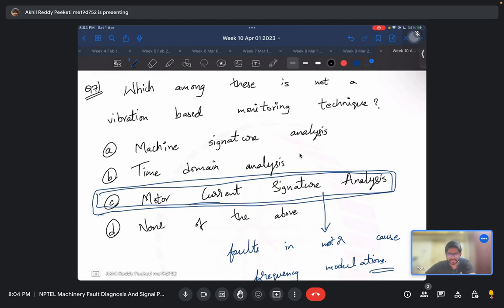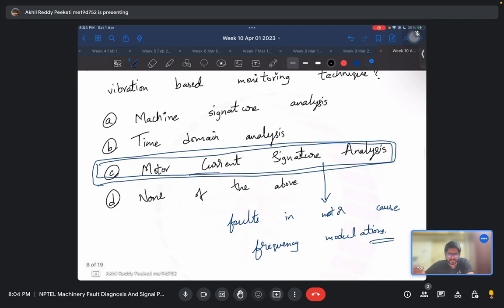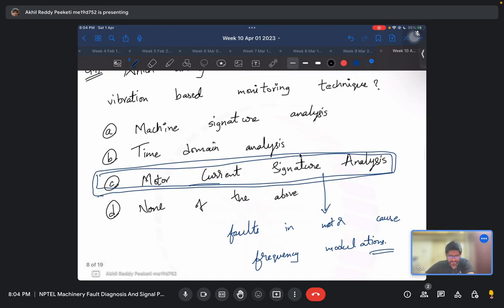Which among these is not a vibration based monitoring technique? Machine signature analysis, time domain analysis, motor current signature analysis, none of them. In motor current signature analysis, you actually track the current taken up by the motor as a function of time, and you can do the Fourier transform on the current, the motor current signature.